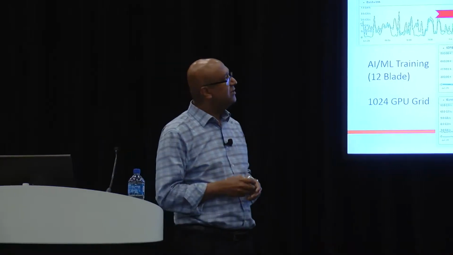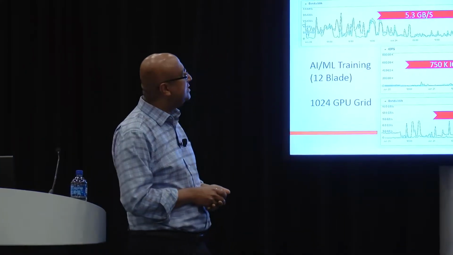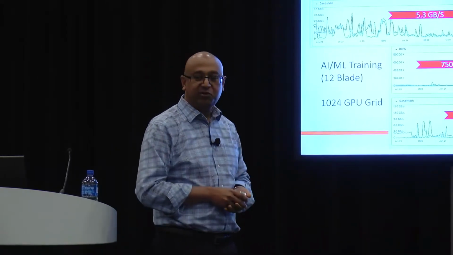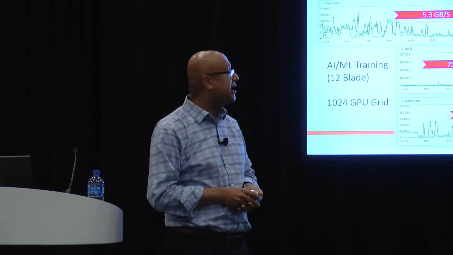Here's a few more. This is another one, mostly running VCS on a small system, hitting 5.3 gigabytes per second and 270K IOPS.